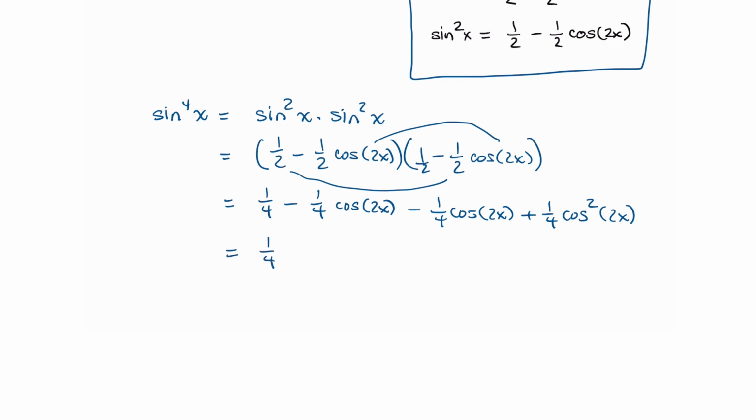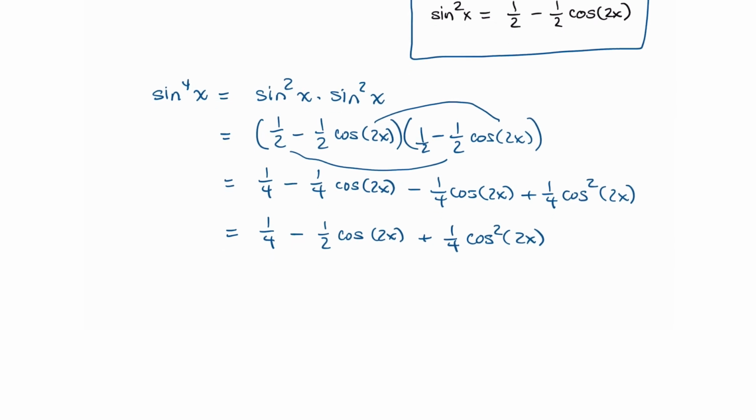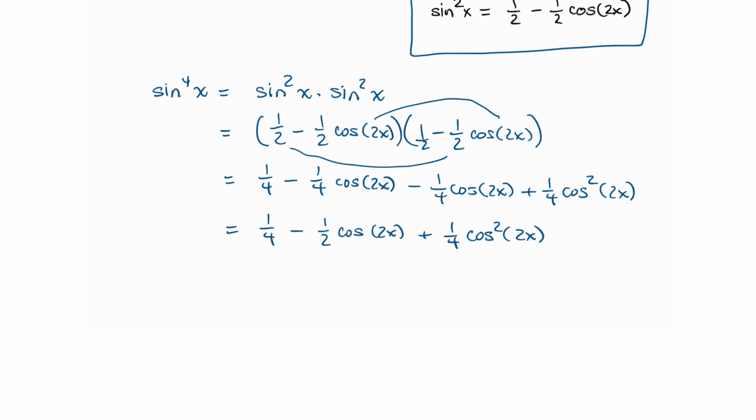Okay, so we'll combine like terms. We have 1/4 minus, so we have subtracting 1/4 cosine 2x, subtracting another 1/4 cosine 2x. That is basically subtracting 1/2 cosine 2x, and then this plus 1/4 cosine squared 2x. So at this point we have transformed the fourth power into an expression with a second power. So we're almost there.